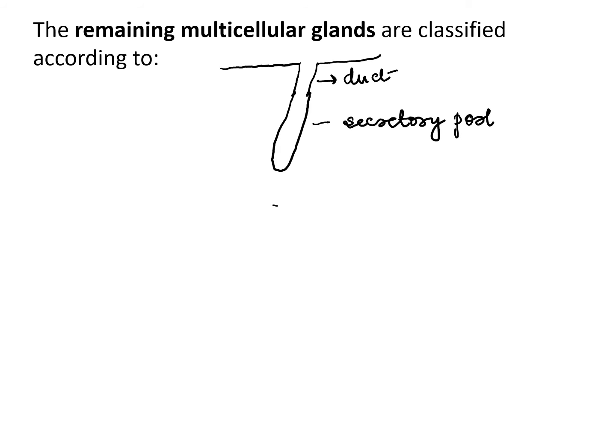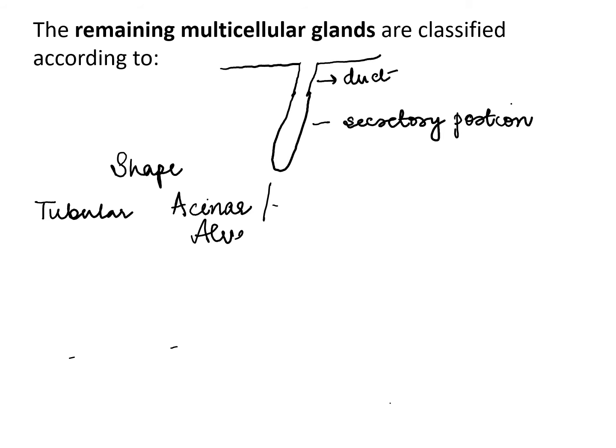The secretory portion is further classified depending on its shape. It may be tubular. So we are using shape first for classification. Like the one in the example out here, it may be tubular, or it may be what we call acinar or alveolar glands. These are shaped like a flask. So the secretory portion is flask shaped or like a grape.